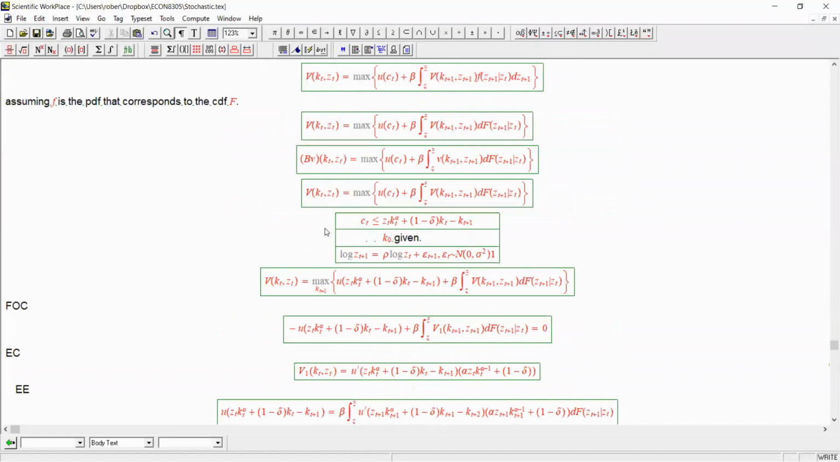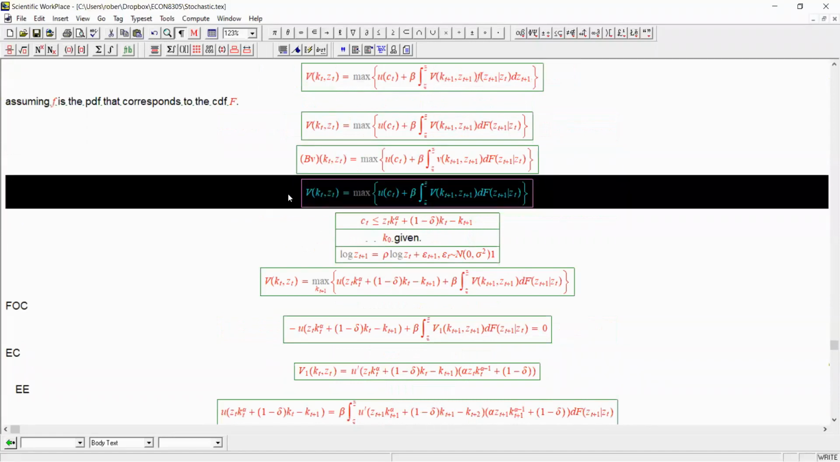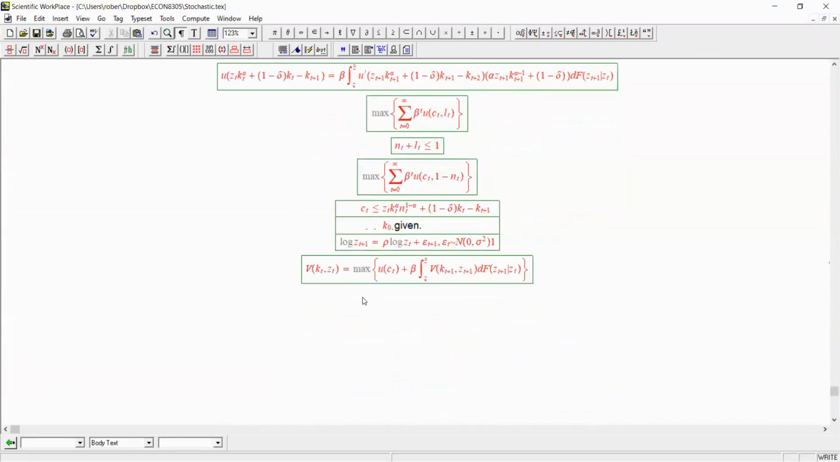So now let's go with the recursive formulation, which is the same as before, but with a few changes. The most important is that now we must change the utility function. This is now 1 minus n_t, the amount of labor supplied to production. The second is that we can replace consumption with this expression.